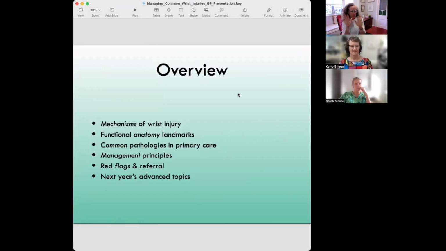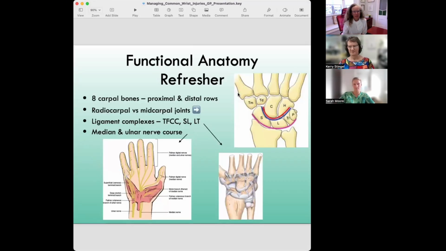So I'm just going to tell you about mechanisms of wrist injury, anatomy, common pathologies. Your definition of common might be different to mine. Management principles, red flags, and I was going to tell you about my topics for next year, but I can't. So that's another story. I've structured this talk to fill gaps in knowledge that I perceive in GPs, but if you want to ask any questions, just put your hand up. If I ignore you, just shout at me.